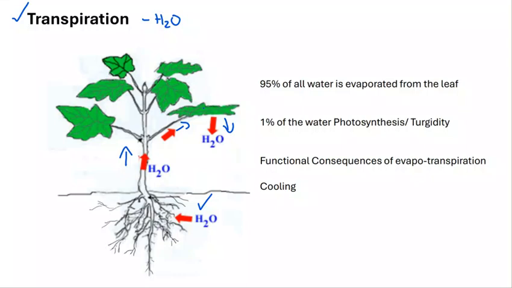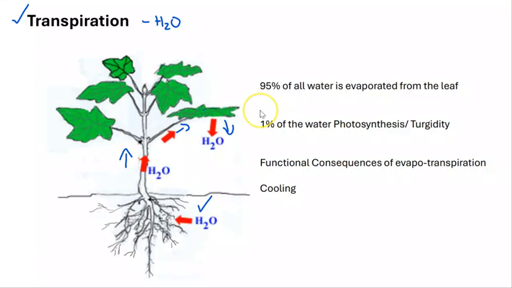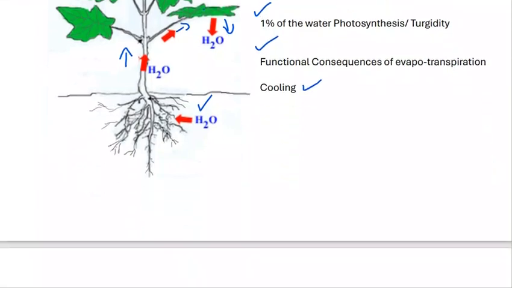We'll be looking at the mechanisms that account for how 95% of the water that moves through a plant is actually evaporated from the leaf, that only 1% of that water is actually involved in photosynthesis or the turgidity of the tissues, and how the 95% movement of water results in these functional consequences of evapotranspiration, in fact a cooling mechanism for the plant.